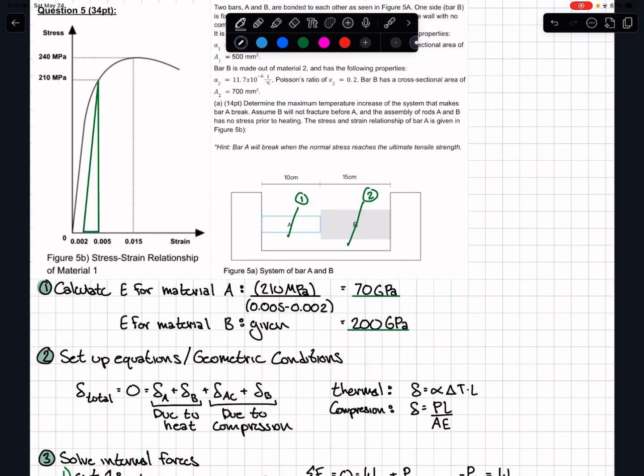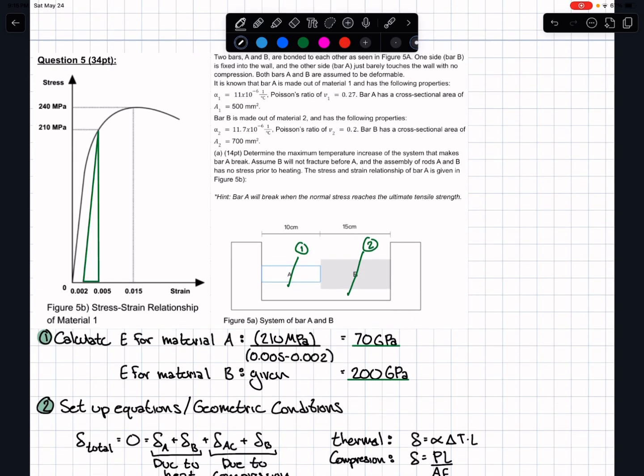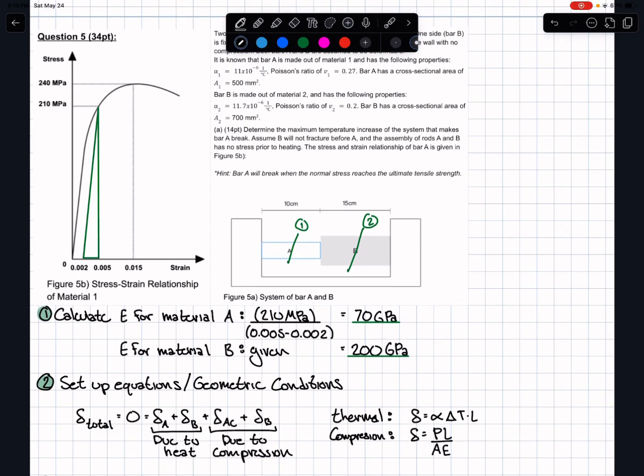The first step for this is to calculate the modulus of elasticity for A from the graph that we are supplied. Using the equation rise over run, and using the 0.002 offset that you do to find the yielding stress, we can get that 210 over, to get the fracture stress. Sorry, that's just to get E. We get that 210 over 0.003 will be equal to 70 gigapascals.